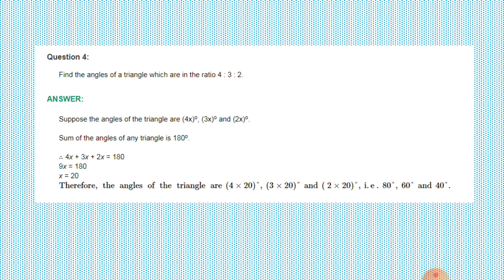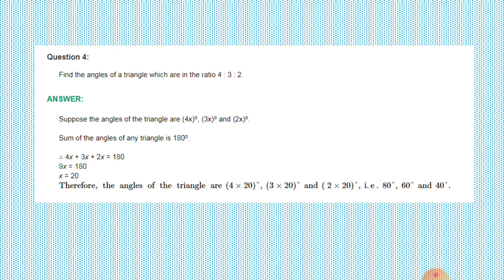Find the angles of a triangle which are in the ratio 4:3:2. Suppose the angles of the triangle are 4x degrees, 3x degrees, 2x degrees. The sum of the angles of any triangle is 180 degrees. Adding all the angles, 4x plus 3x plus 2x equal to 180 degrees. Totaling, 9x equal to 180 degrees. x is equal to 180 divided by 9. x equal to 20 degrees.